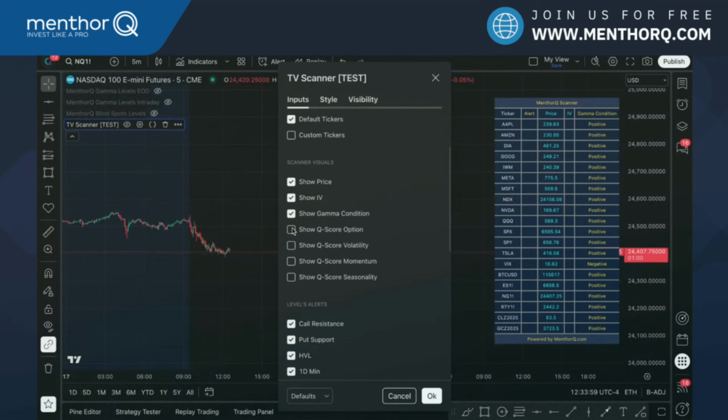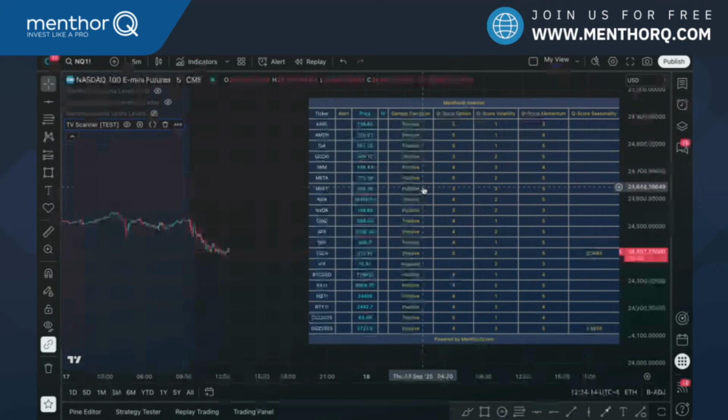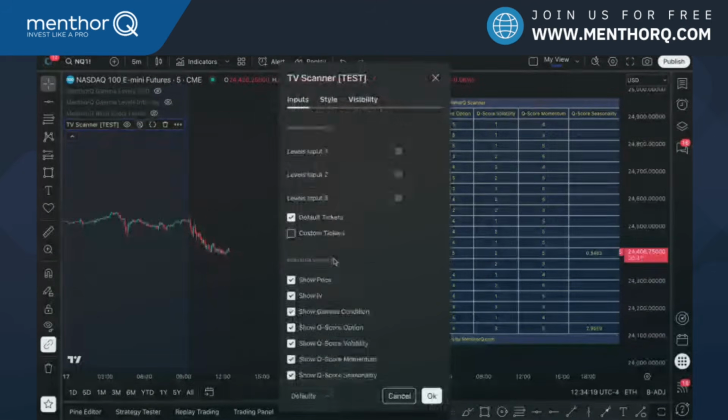You can also show our different data points. So we are actually going to be able to add our Q scores directly into the watch list. So here you can monitor the different assets in real time. Are we in a positive or negative gamma condition? What is the Q score of these different assets right here? You can add, remove, etc.